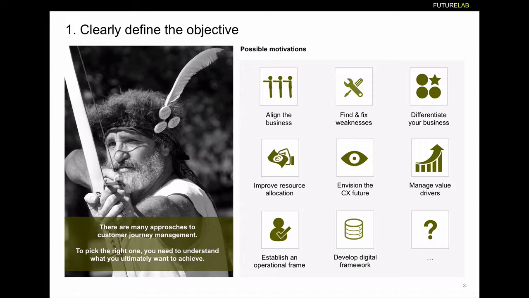Now, customer journey management can be used to actually say, let's find what these issues are, clearly define them, and fix them. Yeah, fix the weaknesses. It's like a repair process. Now, the approaches you would take, for instance, compared to aligning the business, is that in the first approach, you'd be much more generic, much more high level, whereas if you're finding and fixing weaknesses, you're probably really going to go into detail. So in other words, these approaches immediately change based on the objective you take.